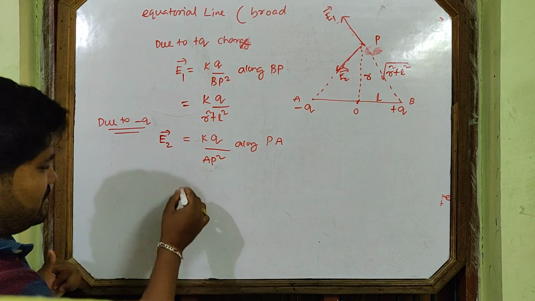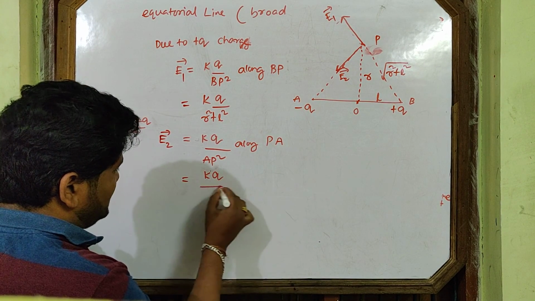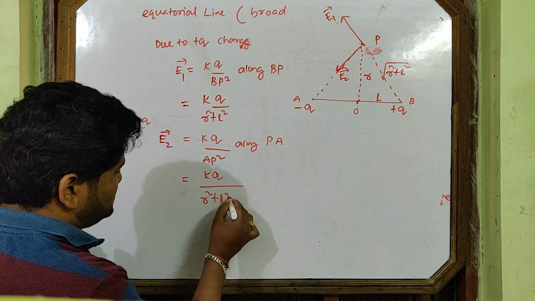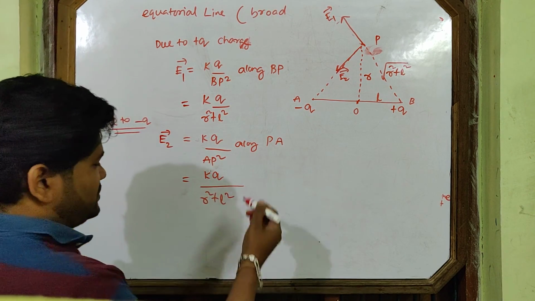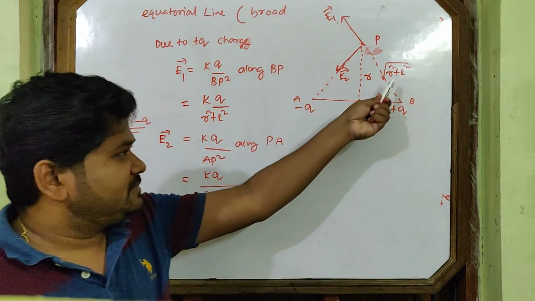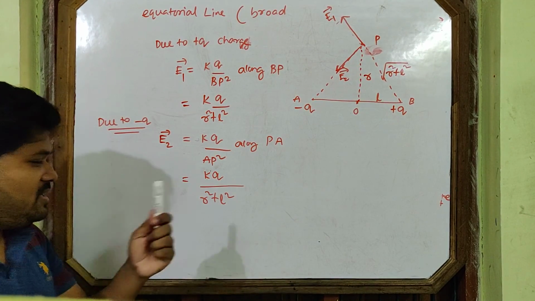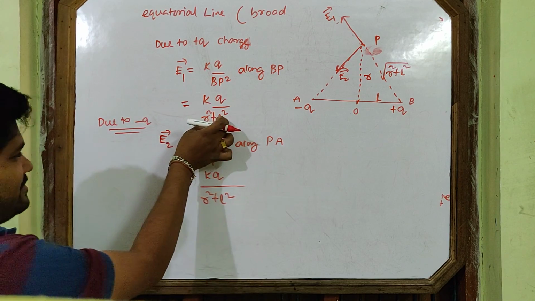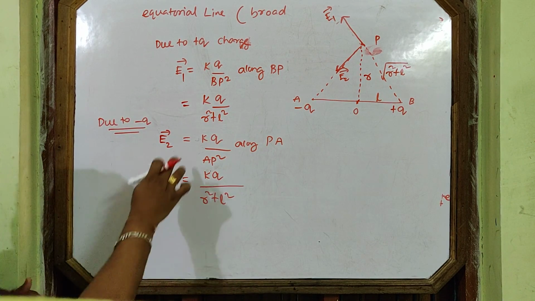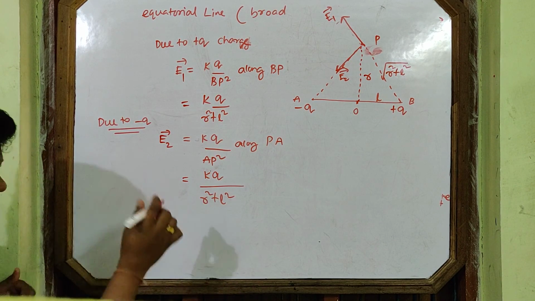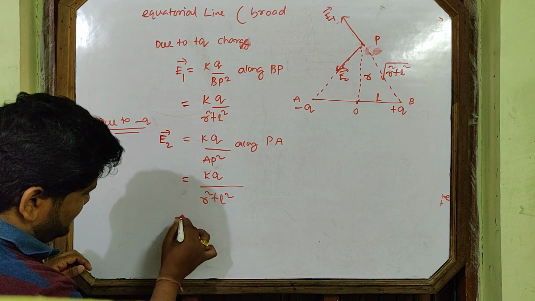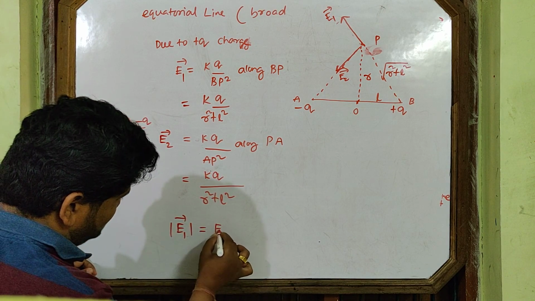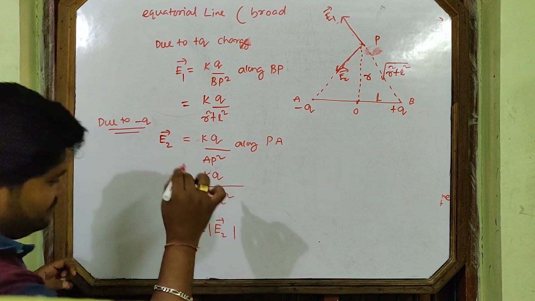Now understand? But what is AP? Similarly, R square plus L square. This is also the same distance, R square plus L square. This is the E2 vector. Can you mark one thing in E1 vector magnitude and E2 vector magnitude? See, these two are the same now. E1 vector magnitude is equal to E2 vector magnitude.